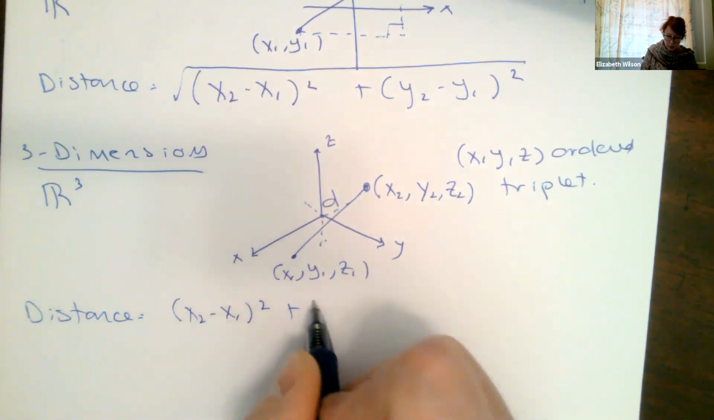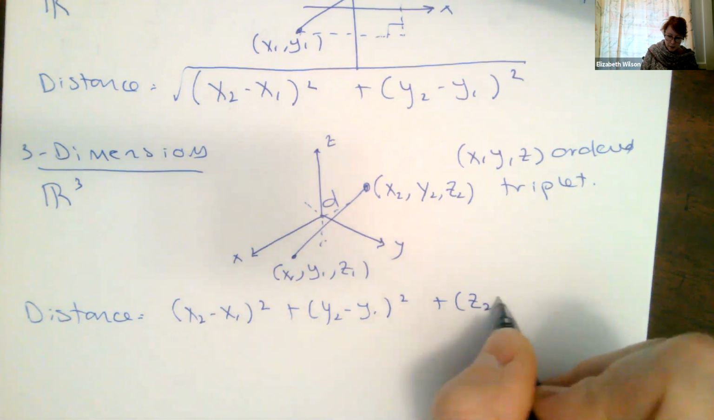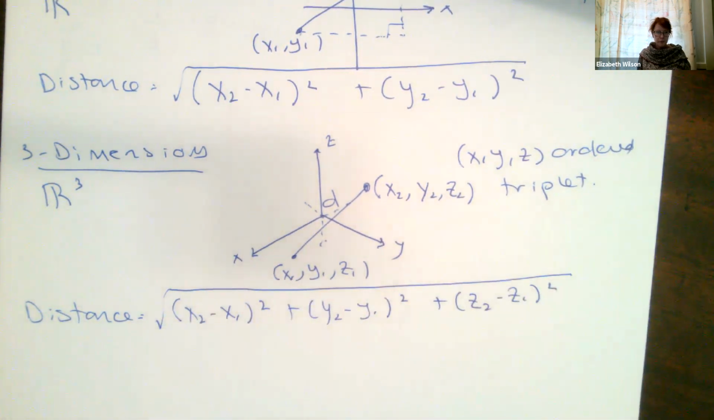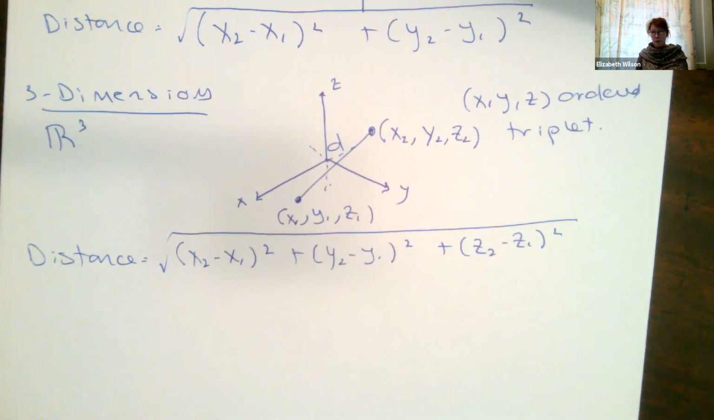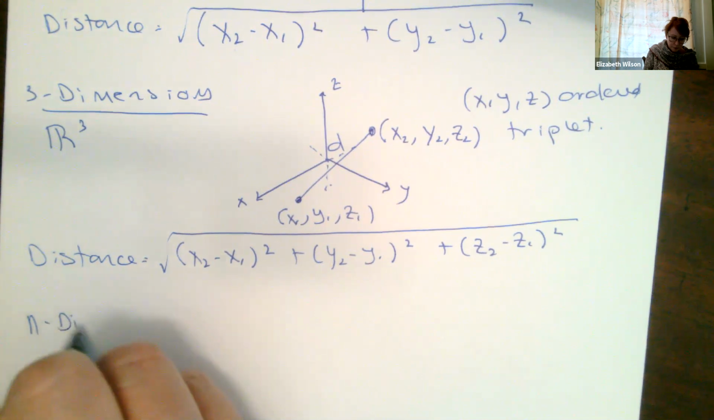Squared plus (y2 minus y1) squared plus now our z, (z2 minus z1) squared. Sum it up, square root it. Okay, that gives us the distance between these two points in space. We typically focus on one, two, three dimensions because we can visualize them fairly well, but I can extend this math out into n dimensions.